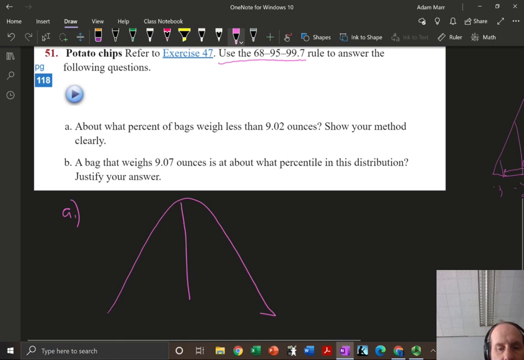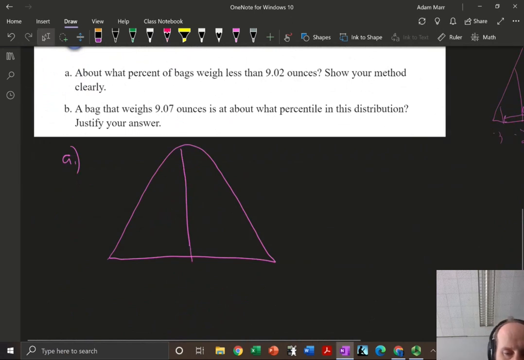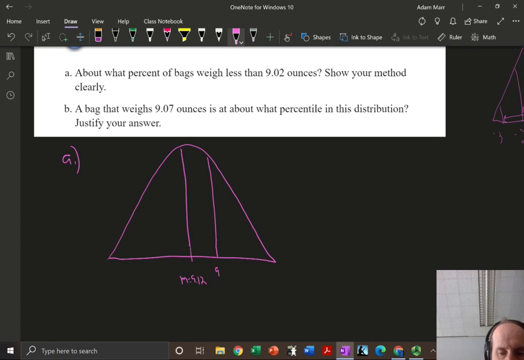Let's first redraw that normal curve that we had. The mean was 9.12 and the standard deviation is 0.05. So 0.05 to the right is 9.17. 0.05 to the right again is going to be 9.22, just adding 0.05. 0.05 to the right again is 9.27. So that's one standard deviation, two standard deviations, and three standard deviations to the right.